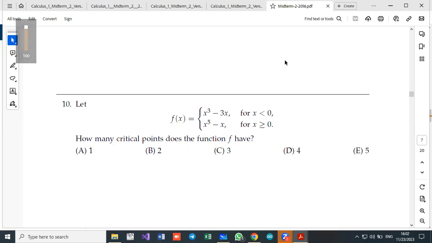So given function f(x) equals x cubed minus 3x for negative x's, and x^5 minus x for positive x's, we should find the number of critical points. Okay, let's do it.